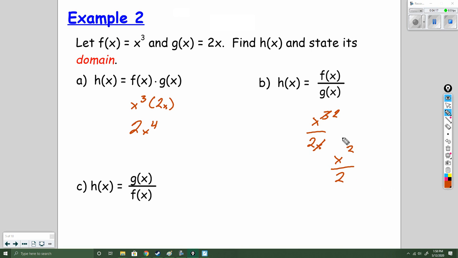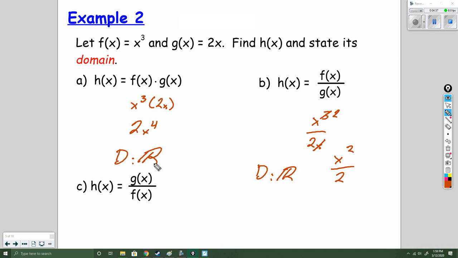And by simplifying, we see that for the domain that changes things. There are no values of x that would make the denominator 0, so the domain in this case is all real numbers. The domain in example 2, part A, was also all real numbers. I forgot to put that.